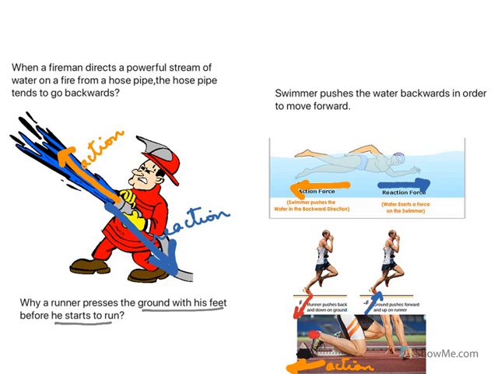I'll just put this in another color. This is the reaction, and because of this reaction the sprinter is pushed ahead. This backward force is the action, because of which he gets a forward force that pushes his body ahead.